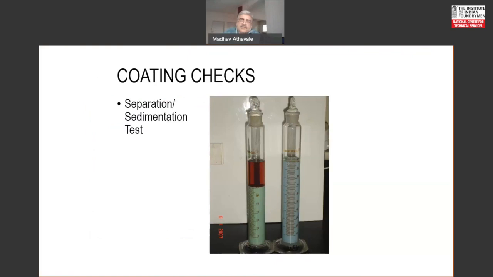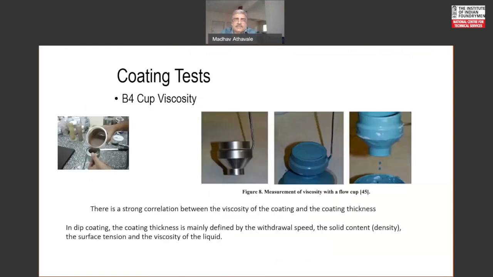Sedimentation is pretty straightforward here. Measuring cylinders, you stand them at the application consistency for 24 hours and measure the separation. B4 cup viscosity you can see. You usually use these cups not only in the laboratory for quality testing of incoming material, but usually you will have these on the shop floor next to your dip tanks or your flow coating units.